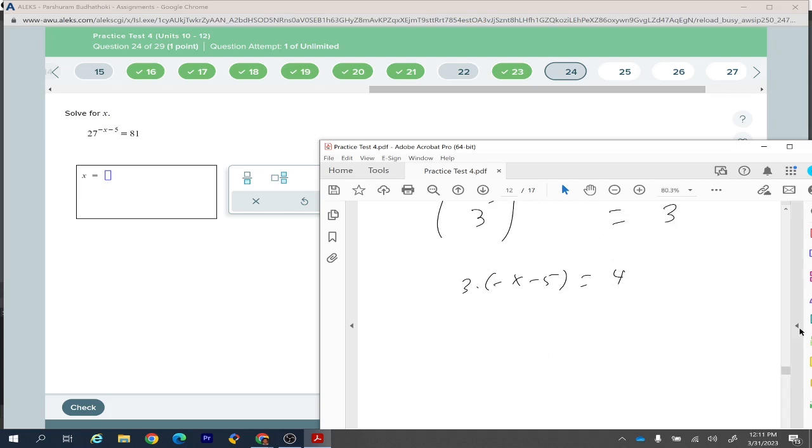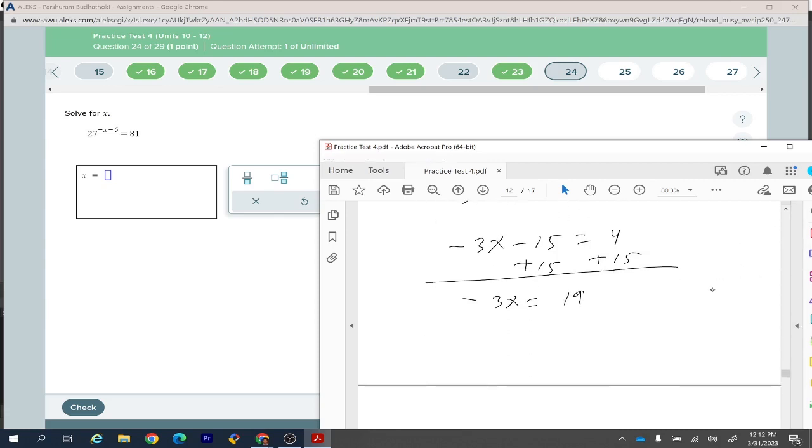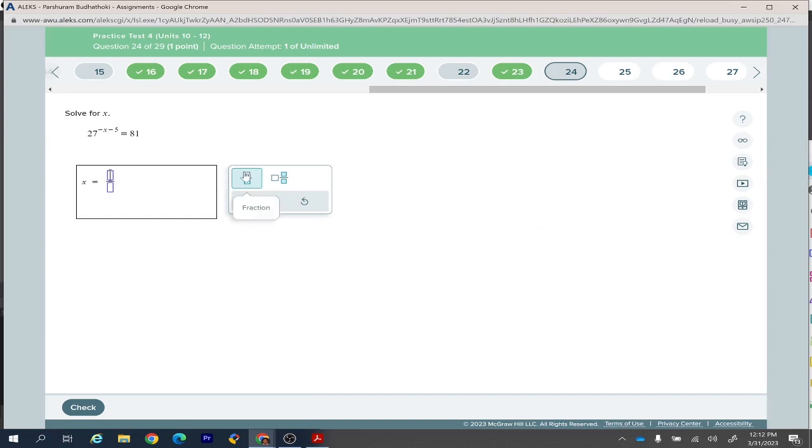So this is negative 3x minus 15 equals 4. Add 15, that is negative 3x equals 19. Just divide both sides by negative 3. That's going to give you x equals negative 19 over 3. So the answer for this one is negative 19 over 3. Okay.